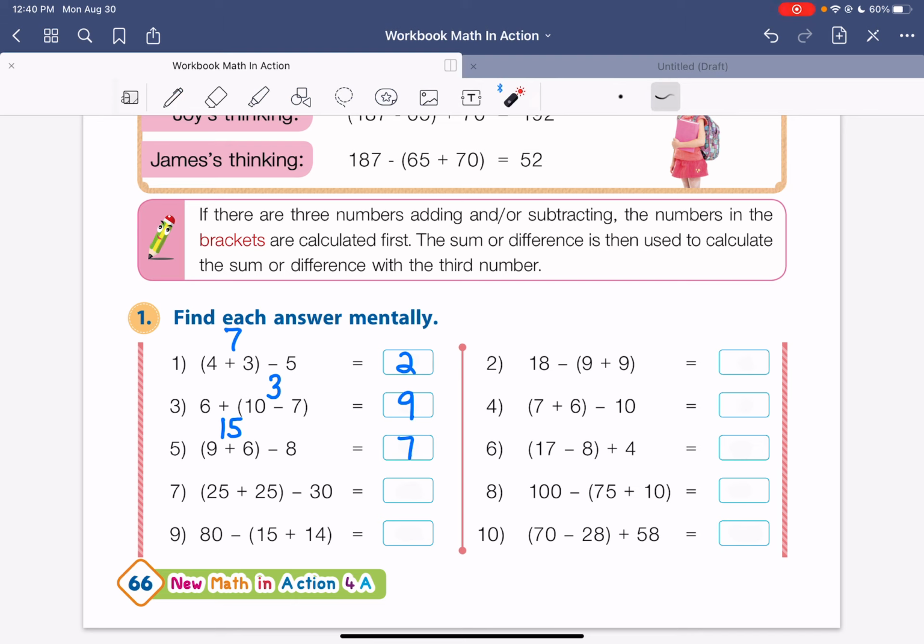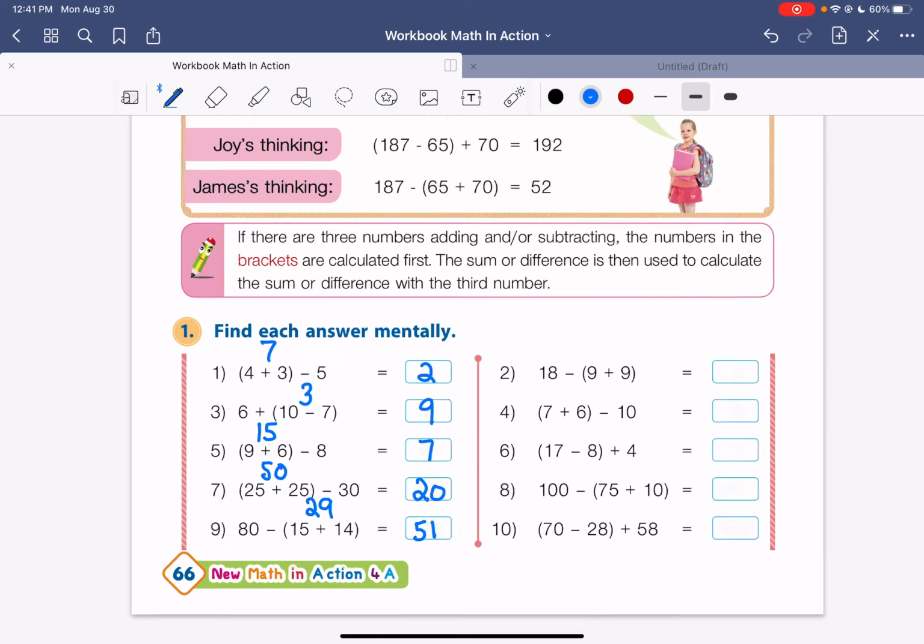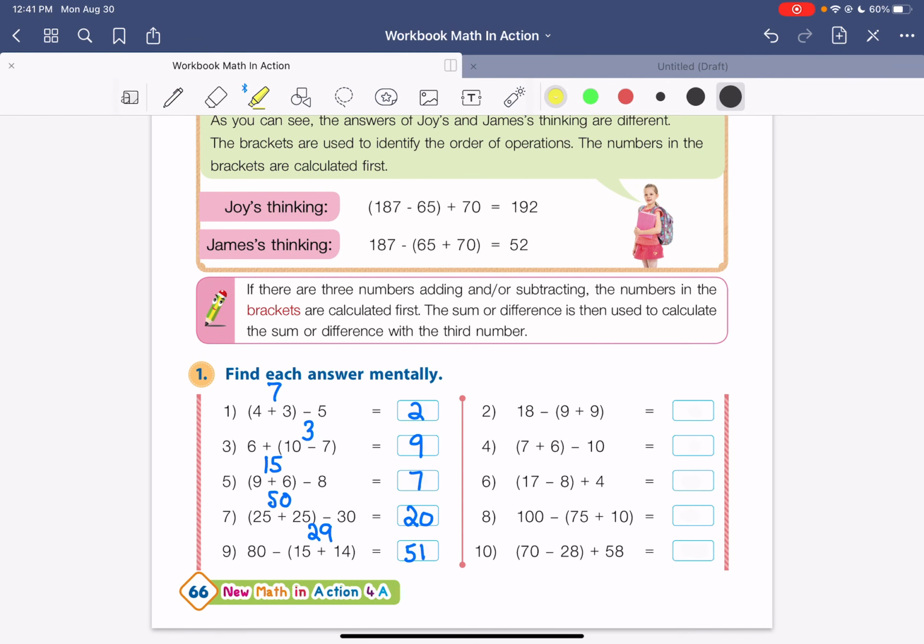25 plus 25, we get 50. 50 minus 30, we get 20. 15 plus 14, we get 29. 80 minus 29, we get 51. Okay, so make sure you do your brackets first. All right, let me highlight it. We're going to do 2, 4, 6, 8, and 10.